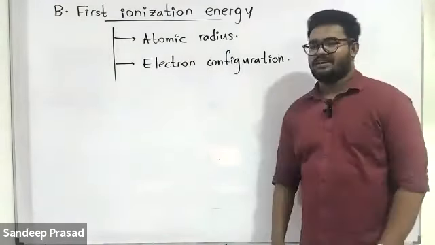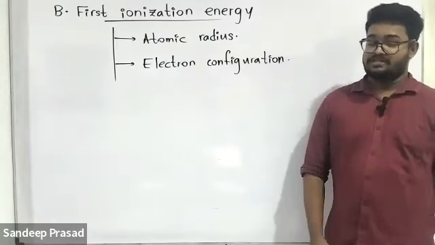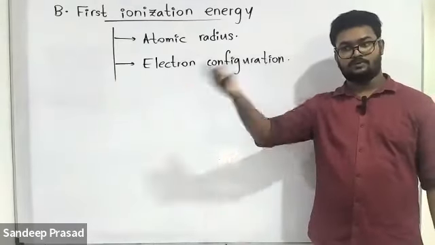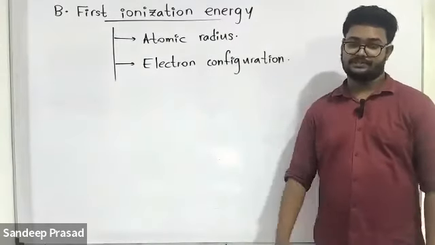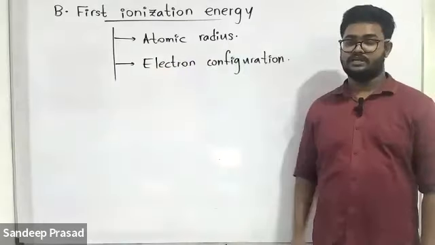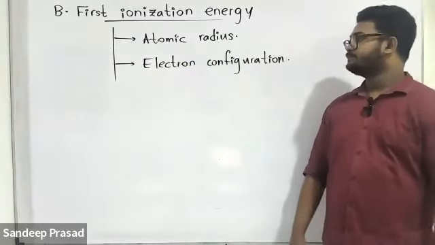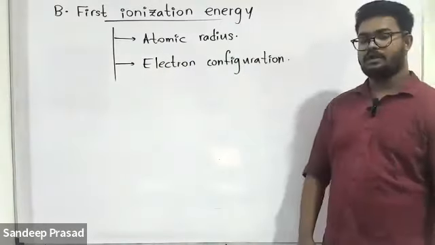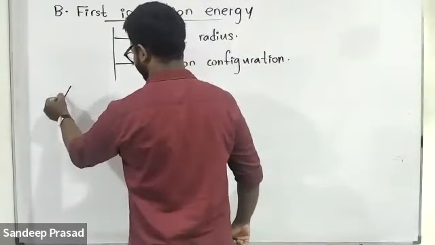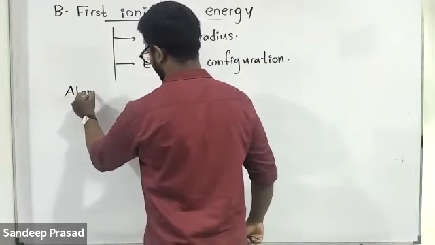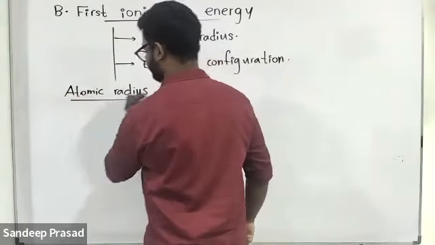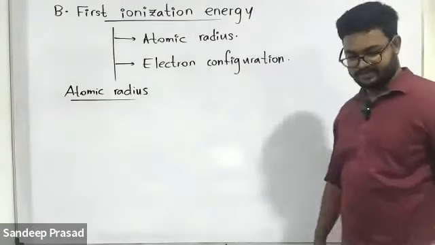Actually, they won't ask what the factors affecting the ionization energy are. They will ask you about the pattern. When the radius increases, what will be the effect on the ionization energy? When the electron configuration behaves in this way, what is the effect on the ionization energy? Only such questions will be asked, right? Now let's go to the first one, atomic radius. How is the atomic radius affecting the ionization energy? Very easy.